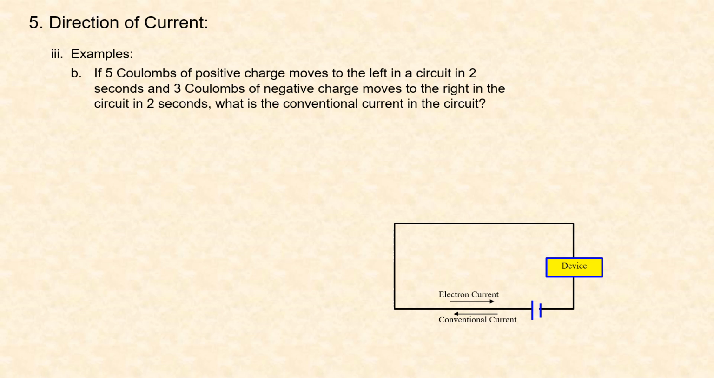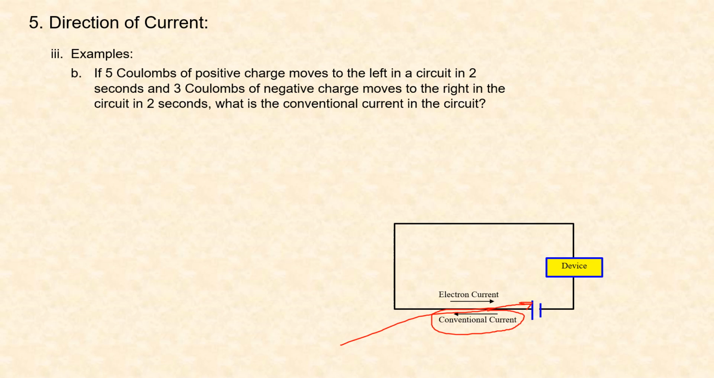So before we start plugging in any numbers, let's take a look here at our circuit. What I'm showing you with the arrow, this large line represents the positive terminal of a battery, and we can see that in this case the conventional current represents the direction that positive charge carriers would move in the circuit. That is, positive charge carriers move away from the positive terminal of that battery.